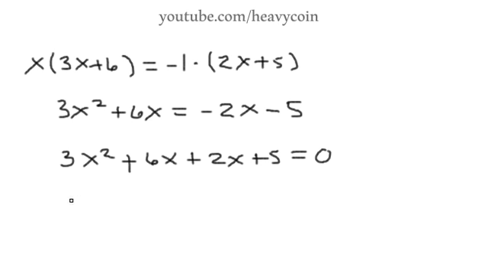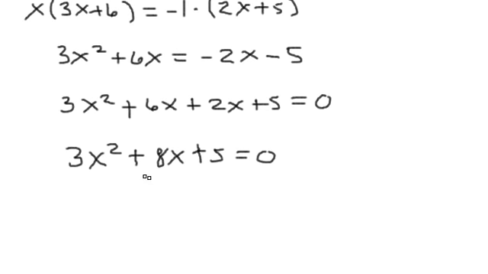So now we want to collect up our like terms, write this thing in standard form. 6x plus 2x is 8x, and then plus 5. And that's all equal to 0. Alright, so now we want to factor this.